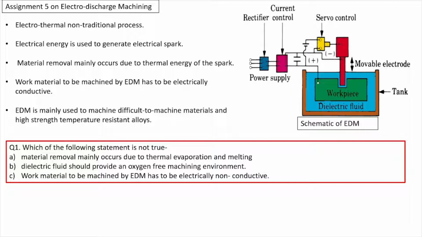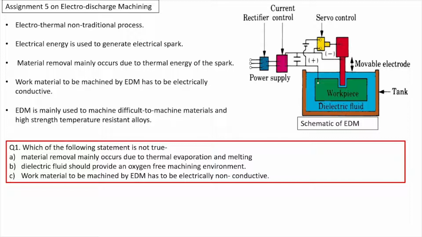So in EDM, a potential difference is applied between the tool and the workpiece. We can see the workpiece and the tool. Here a potential difference is applied, and both tool and workpiece should be good conductors of electricity. We'll go into that later.